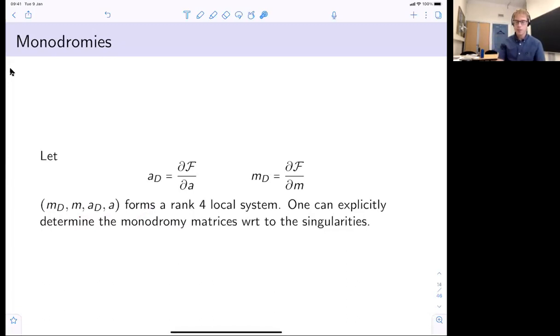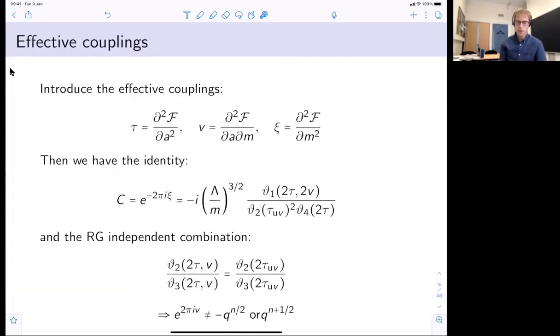And from that, you can then determine the monodromies of other observables in the theory. So for example, other observables are the effective coupling tau, which already appeared earlier. In terms of the prepotential, it's the second derivative of F with respect to A squared. We have a parameter v, which is the second derivative of F with respect to A and M. And we have a parameter Xi, which is the second derivative of F with respect to M squared. You can say this is the coupling to the other U1 multiplet, much like tau is the effective coupling of the SU2 multiplet.